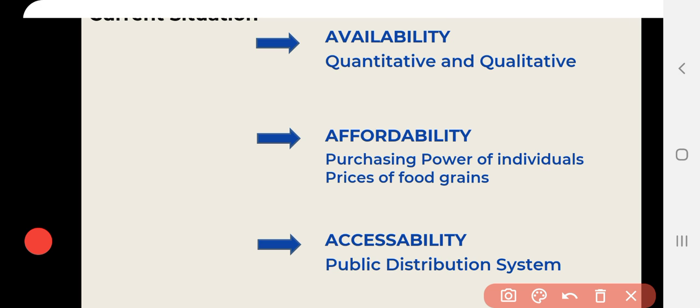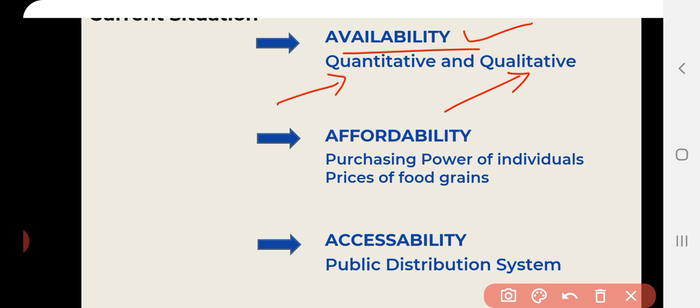While discussing the availability of the food grains, we need to consider the quantitative availability of food grains and qualitative availability of food grains. Quantitative availability means the total amount of food grains, or total quantity of food grains, and whether that total quantity is enough to meet the requirements of our population.